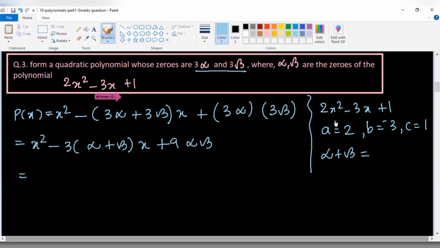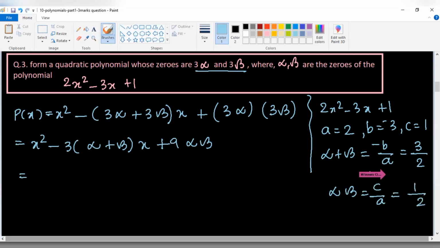Means alpha plus beta is minus B by A. See, here in place of B, we have a negative number. So negative into negative, alpha plus beta will become positive. Minus B by A, so this will become 3 by 2. And alpha beta is C by A, that is 1 by 2.